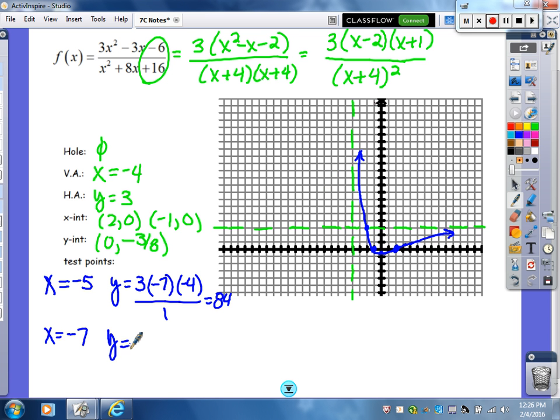So y is equal to 3 times negative 7 minus 2, which is negative 9, times negative 7 plus 1, which is negative 6. And then on the bottom, we have negative 7 plus 4, which is negative 3, squared, which is 9. So this is going to give me a positive 18. All right, that might fit on our graph now. All right, so let's see. Since we plugged in the point, we're counting from the origin. So negative 7, positive 18.